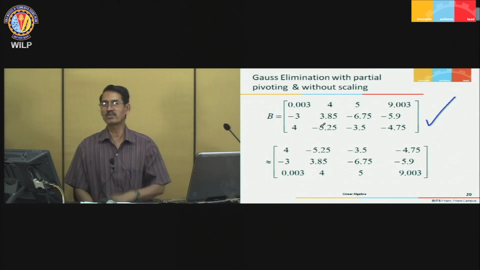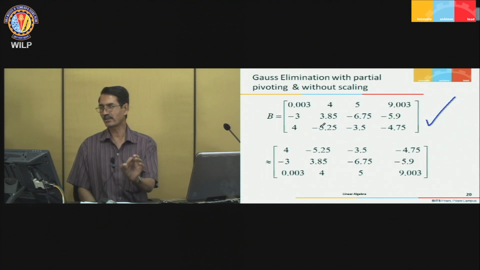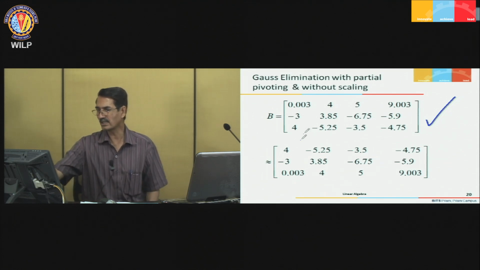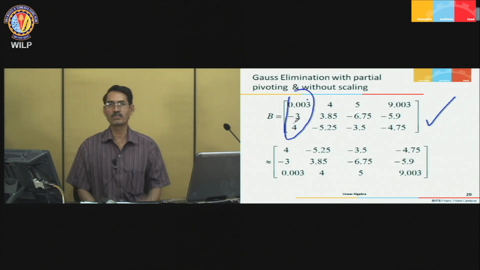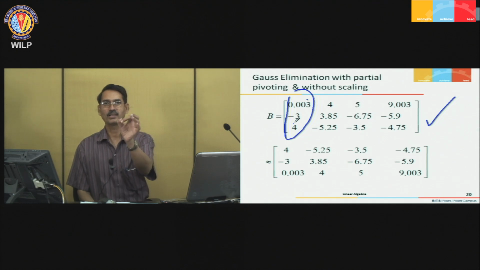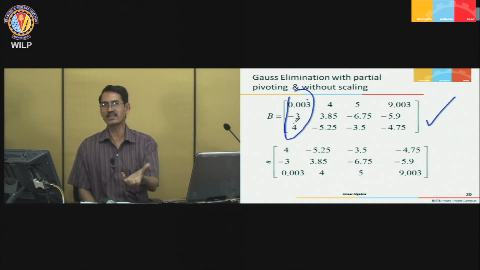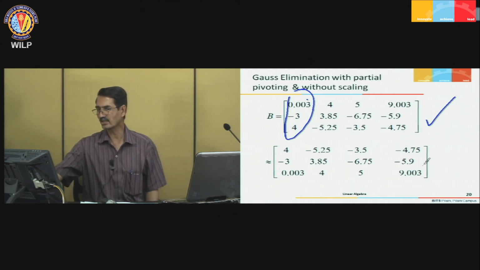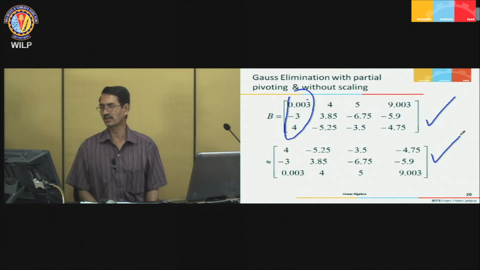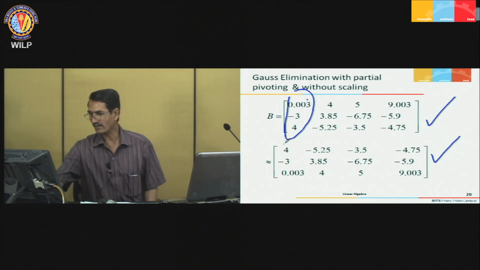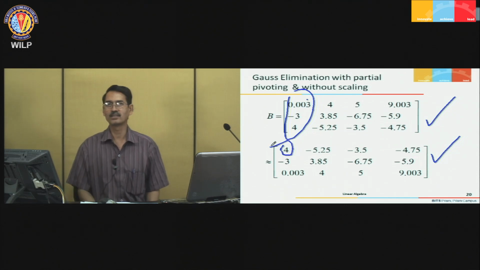It is as usual. We shall now use partial pivoting, which means we look at the numerically largest value in the first column. The numerically largest is 4. Bring it to the position of A11. Therefore, interchange the first and third rows. See, the first and third rows have been interchanged, so we get this. Now, this 4 is the pivot element.